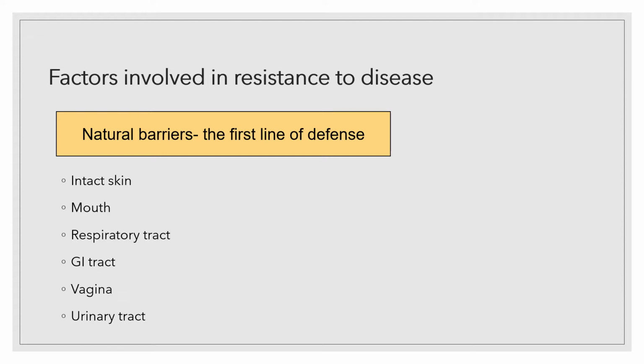Then we've got the acidity of the vagina. The acidity of the vagina is about 5.0 due to the presence of lactobacillus, and most organisms can't survive that slightly acidic environment. And finally, we have the urinary tract. Urine itself should be sterile, but the urinary tract is also acidic, and there's the mechanical washing effect of urine, and it prevents skin organisms from entering the urethra or the urinary tract.